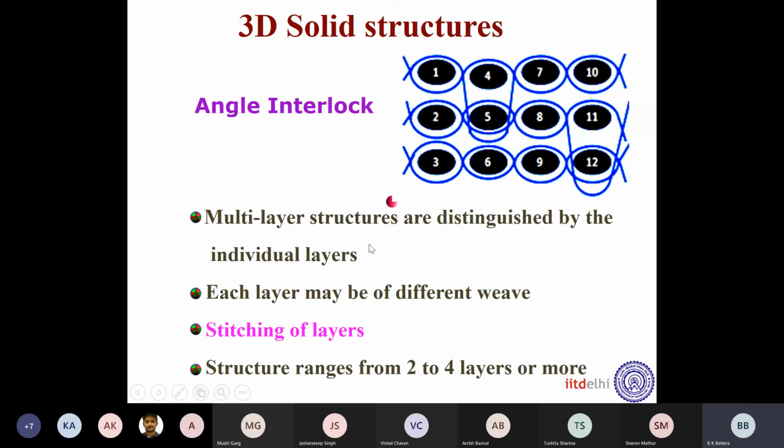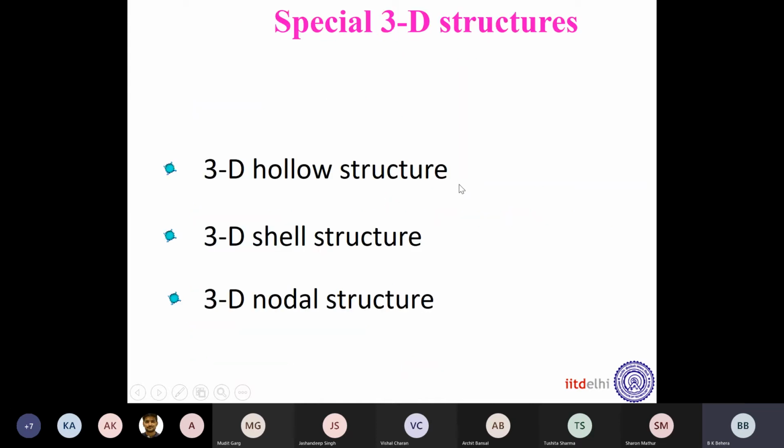As I said, it is a multi-layer structure, distinguished by individual layers. Each layer may be of a different weave. You can use a different weave design for a different layer. Stitching by layers: each layer is connected because of stitching by the passage of warp yarn itself. There is no separate stitching or laminating process. The whole structure is an integrated structure because of the interlacement of the warp yarn. The structure ranges from 2 to 4 layers or even more. You can go for even more layers to make this fabric.